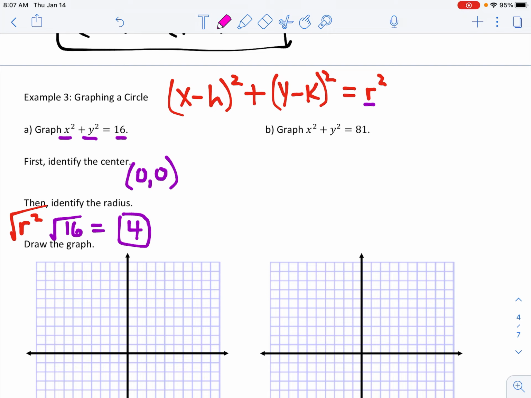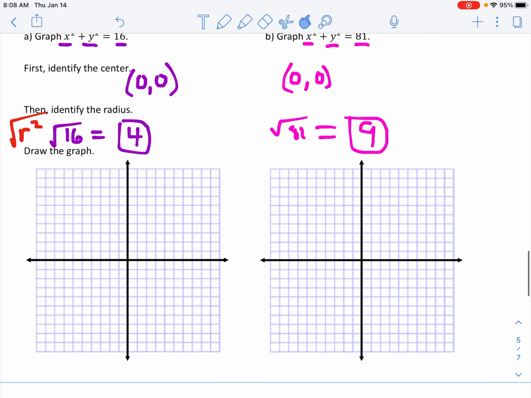All right, let's try another one. Letter B, let's identify the center. There's no parentheses, so I'm at 0, 0 for my center. 81 is in the spot of r squared, so if I take 81 and square root it, it's going to give me 9.